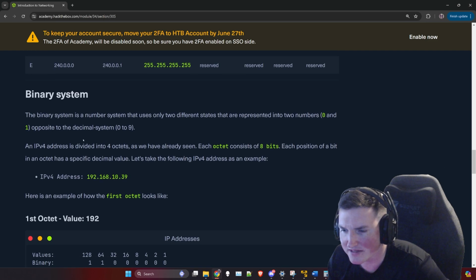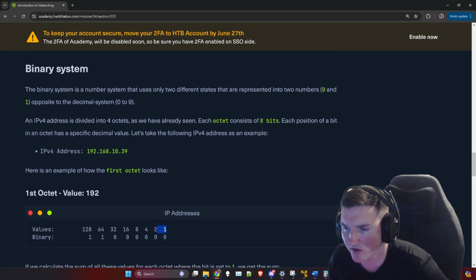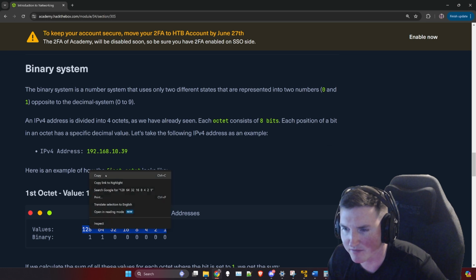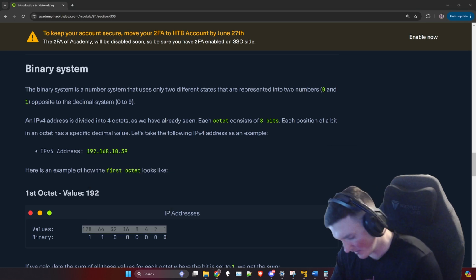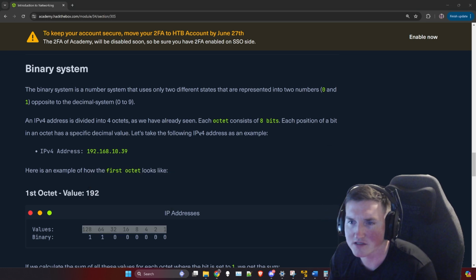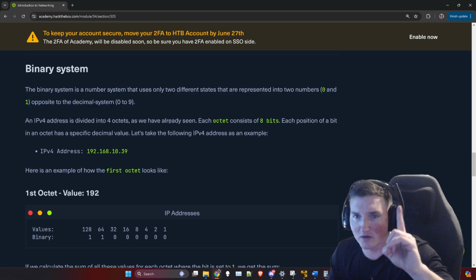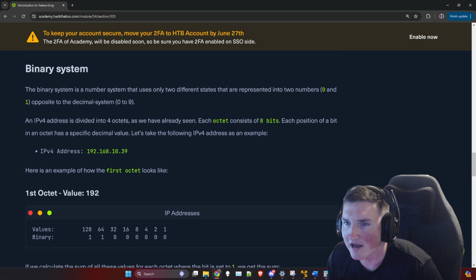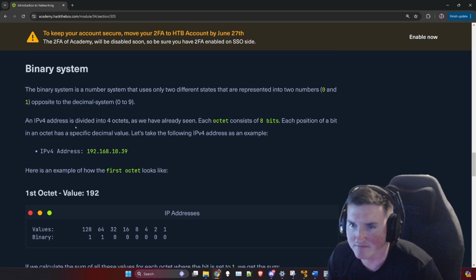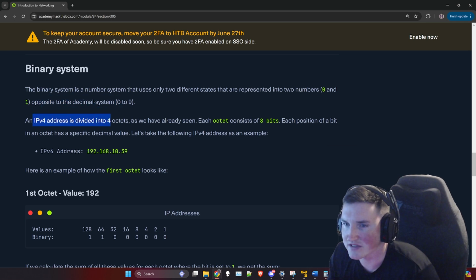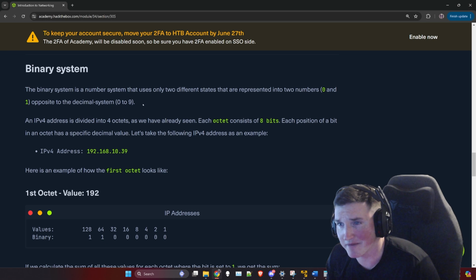So now the binary system. This right here is what we're going to use throughout this entire process. This is why I opened Notepad. I want to show you. Okay, the binary system is a number system that uses only two different states, zeros and ones. That's it, right? Now, opposite the decimal system. Okay, an IPv4 address. By the way, this is kind of just rambling.